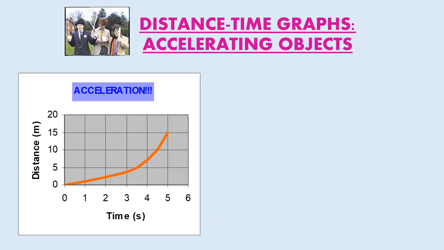Okay, so on a distance time graph, this is what an acceleration looks like. It's a curve, okay? So in this case, the gradient's getting steeper. That shows us that it is actually accelerating.